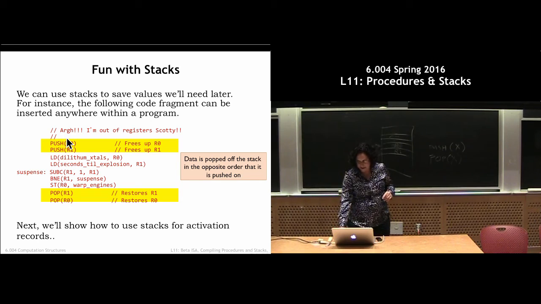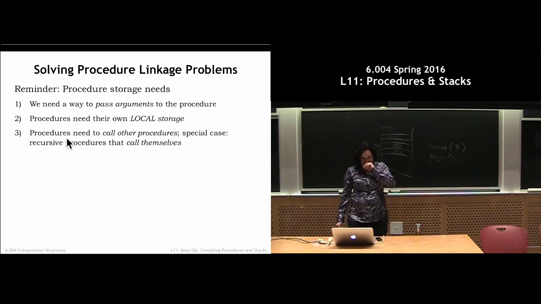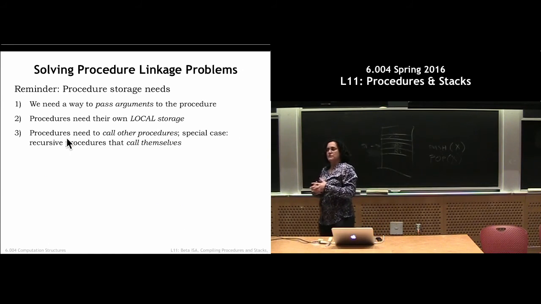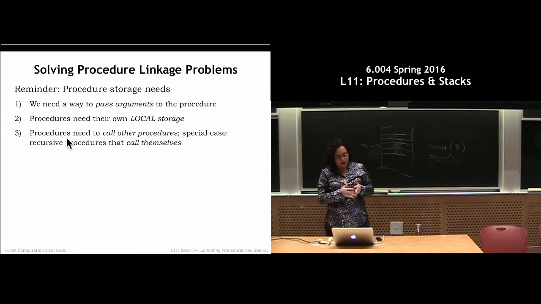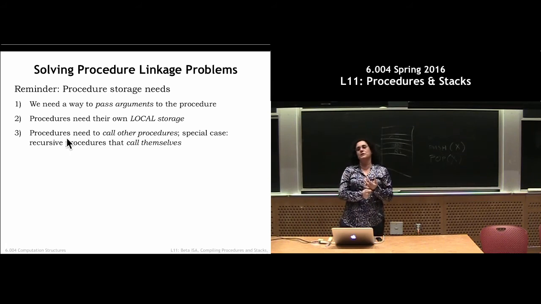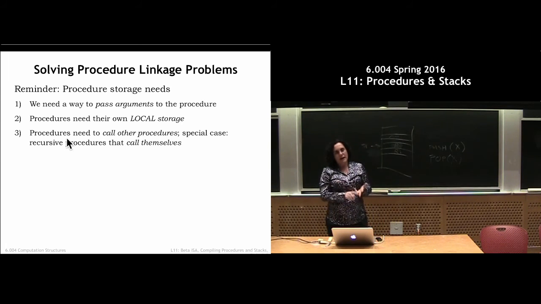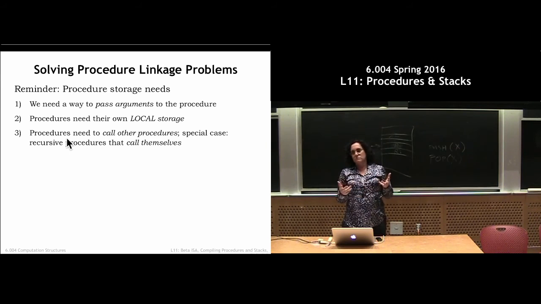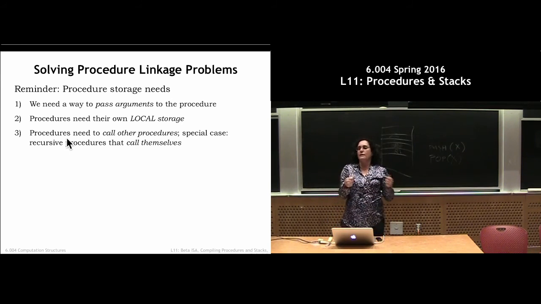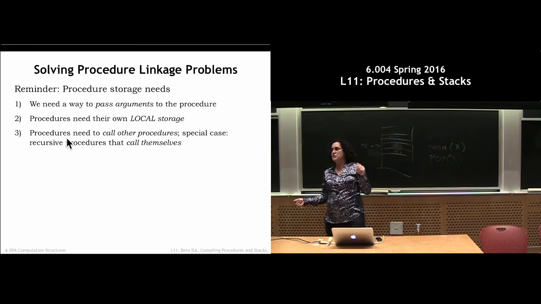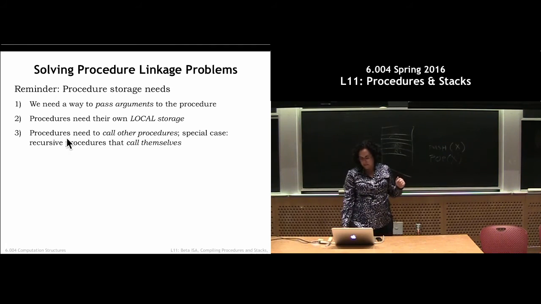Okay, so let's take a look at how we're actually going to have these activation records work on our stack. So just to recap a little bit, what the caller needs to do is pass the arguments to the callee. We have to have a place to store some local variables, and we need to be able to call other procedures, either a completely different procedure or make a recursive call to the procedure itself, like the factorial one.